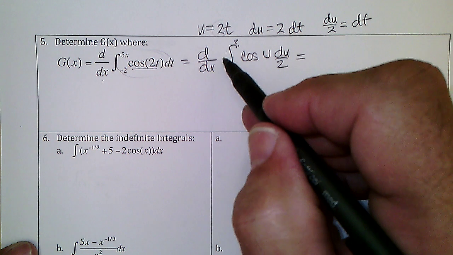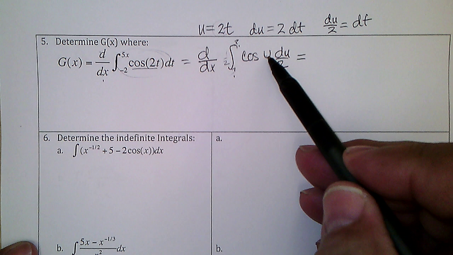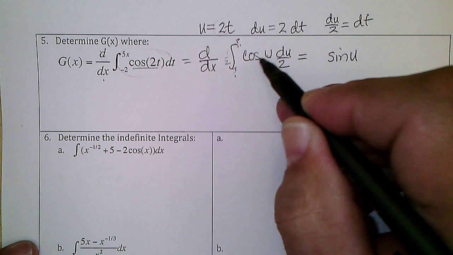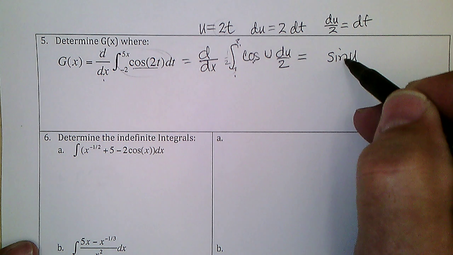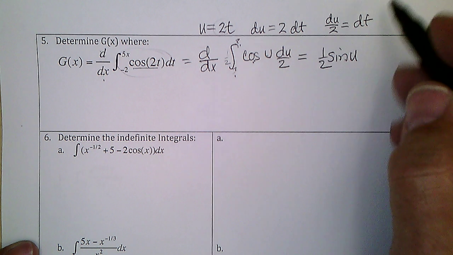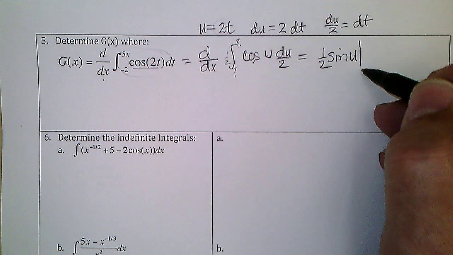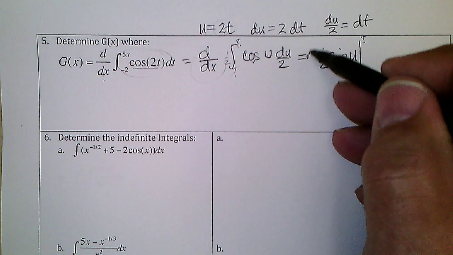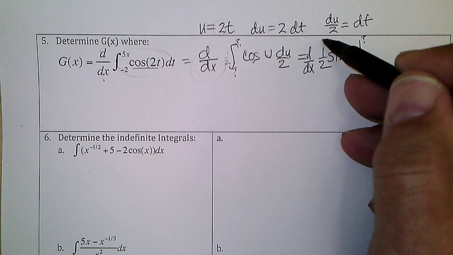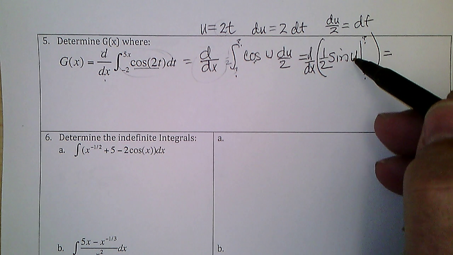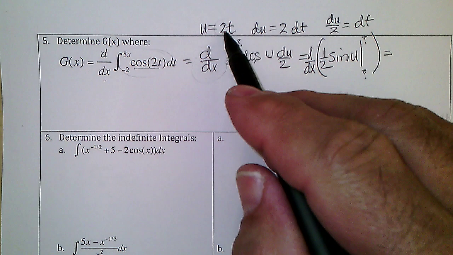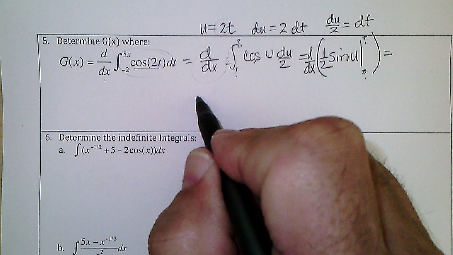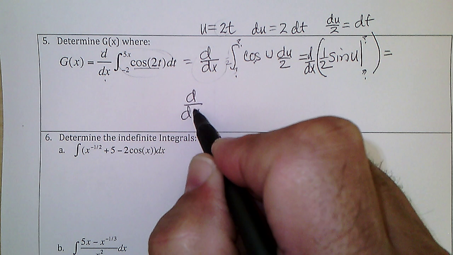So the half comes out, and the integral of cosine of u is sine u. Derivative of sine is cosine, so the integral of cosine is sine. And we got the half. And that would be evaluated from something to something. I didn't change the units. But then we'd have to take the derivative of that with respect to x. So if I change this u back to t, then we can put the limits in here, and we still have to take the derivative with respect to x.